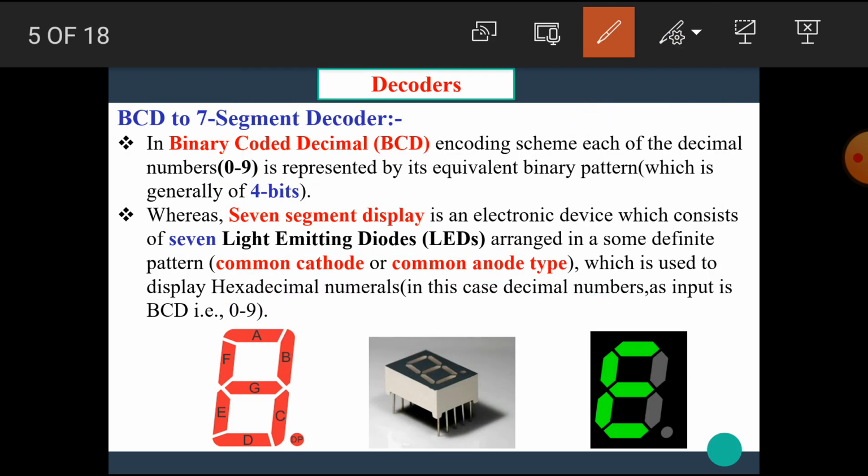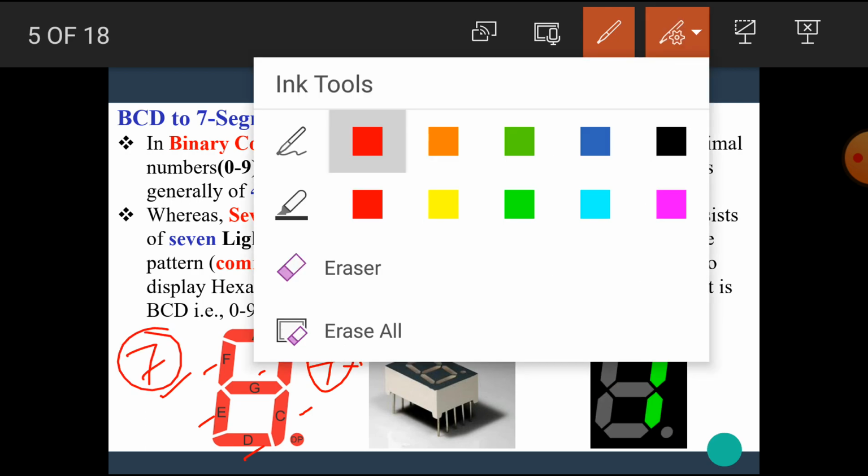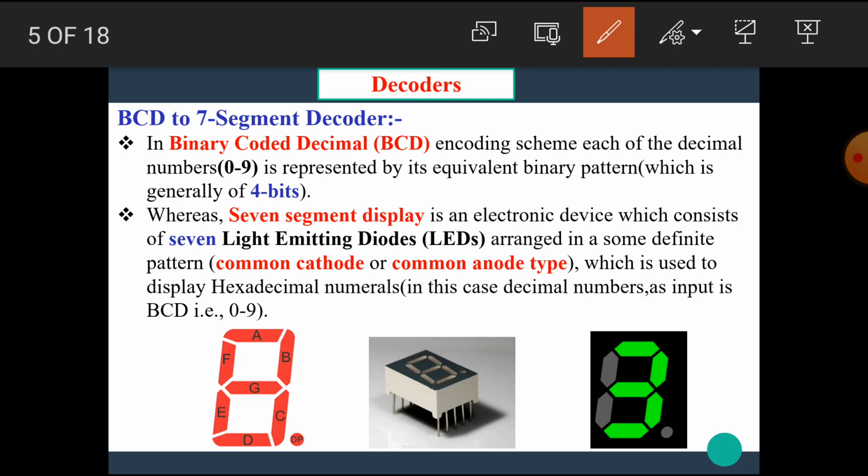That means here we can see the diagram of the 7 segment display. This is the actual 7 segment display, in which we can see that there are a total of 7 segments: A, B, C, D, E, F, G. Each segment is made up of one LED. That means in a 7 segment display there are a total of 7 LEDs. Here A is one LED, B is the second LED, C is the third LED, and so on.